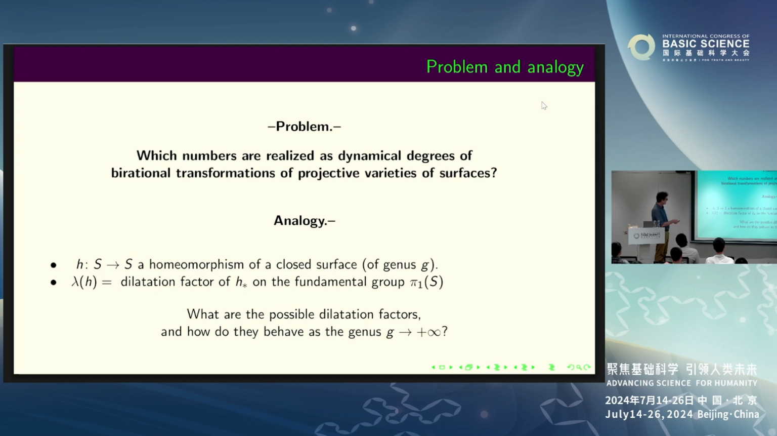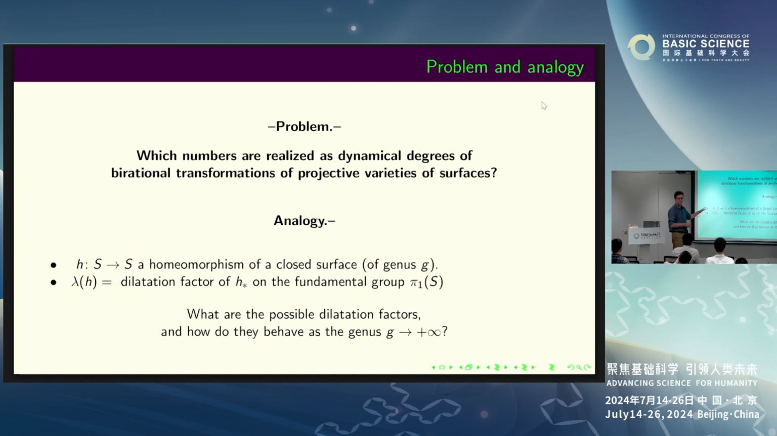So now S is a real surface, compact with no boundary, and you take a homeomorphism of it. You can compute a number, lambda of H, which is a dilatation factor of H acting on the fundamental group of the surface. So you get some kind of number which tells you how homotopy classes are expanded under the action of H. And you can also ask the same type of question: what type of numbers do you get, depending, for instance, on the genus of the surface? What happens when the genus goes to infinity, and so on?